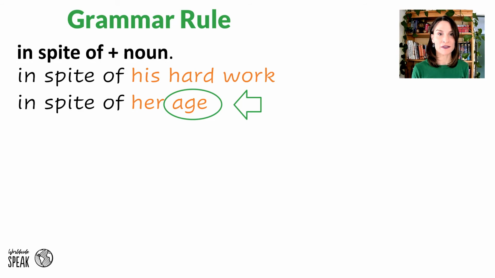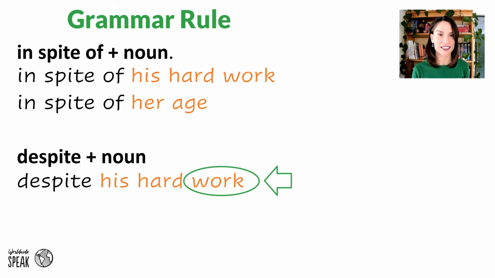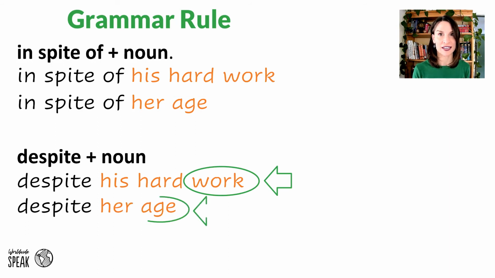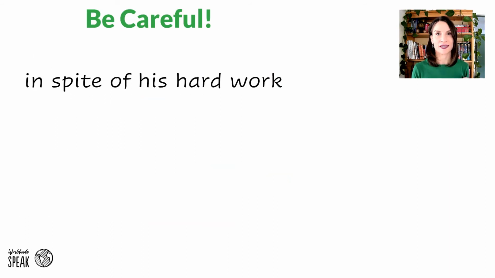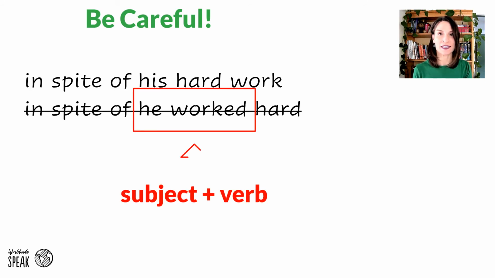So this is what we can say. We can say in spite of her age. And the same with this. We can say despite his hard work and despite her age. So this one is correct, in spite of his hard work, but not this one. In spite of he worked hard. No, this is a clause. This one has a subject, he, and a verb, worked. So we can't say in spite of he worked hard.